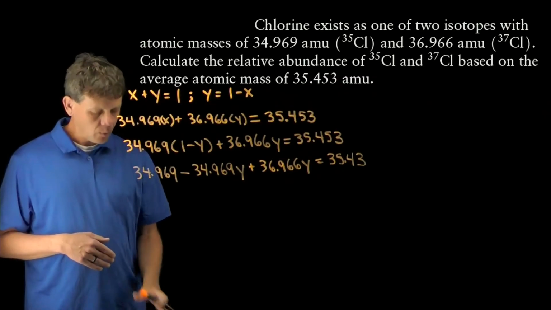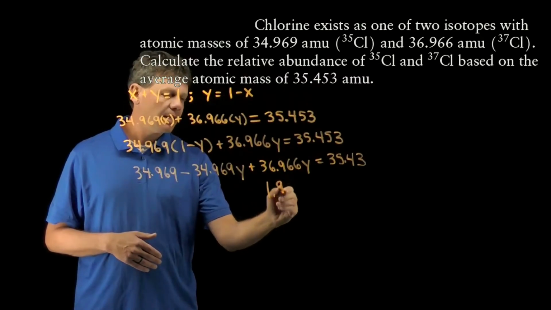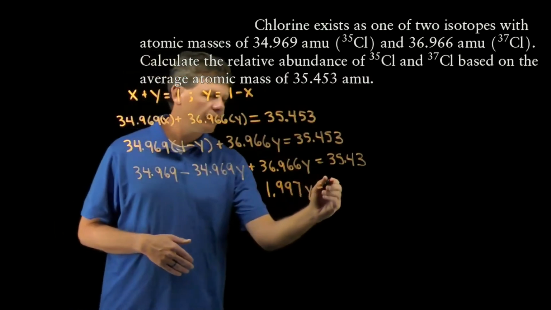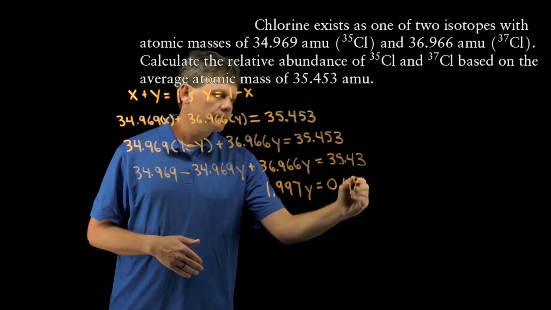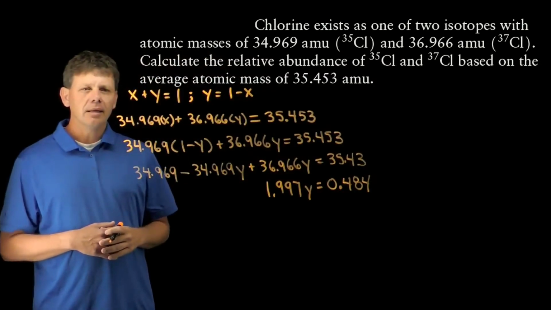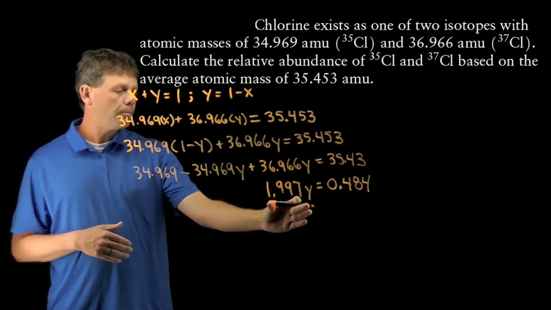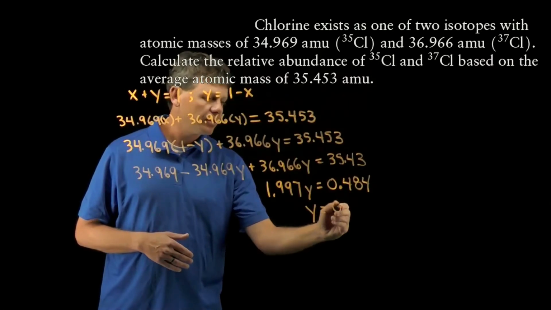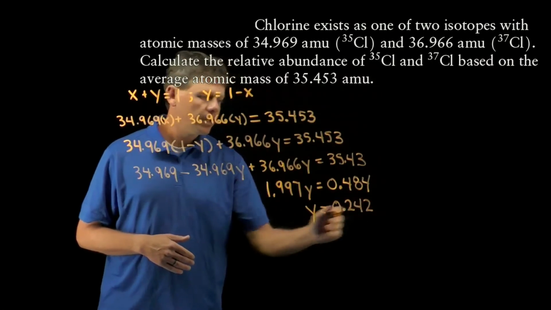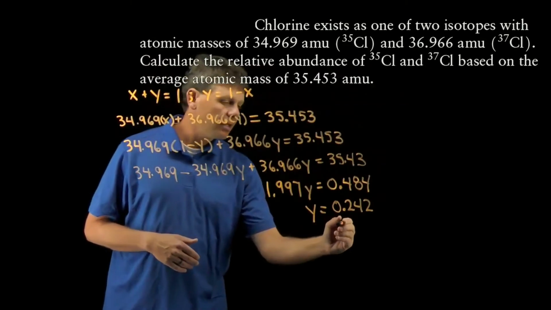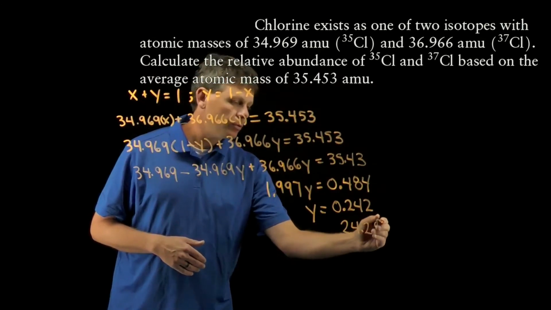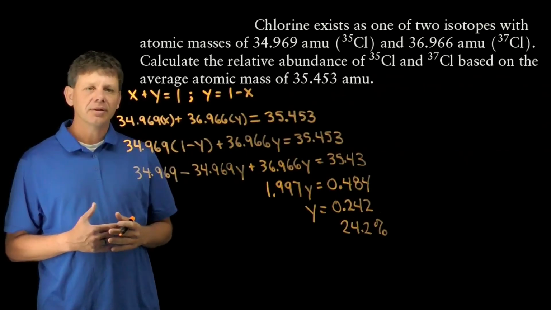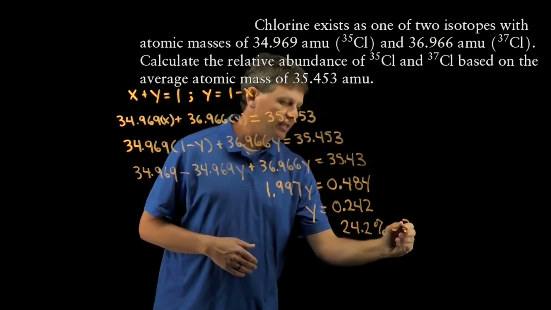When we do that, we get 1.997y equal to 0.484. Dividing both sides of our equation by 1.997 gives us that y is equal to 0.242, which implies an abundance of 24.2% for the 36.966 atomic mass. Let's write that down.